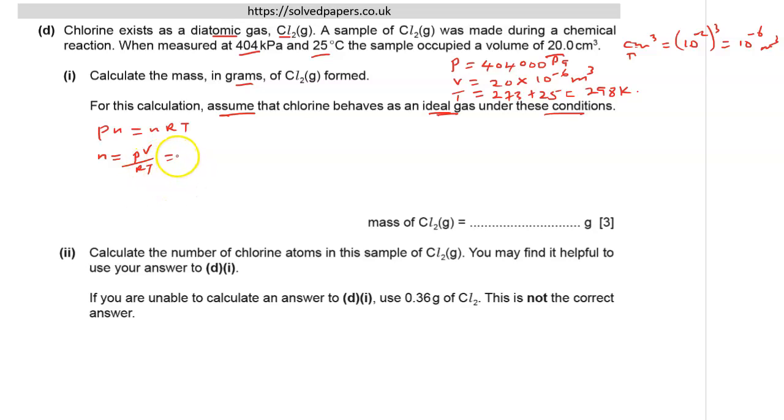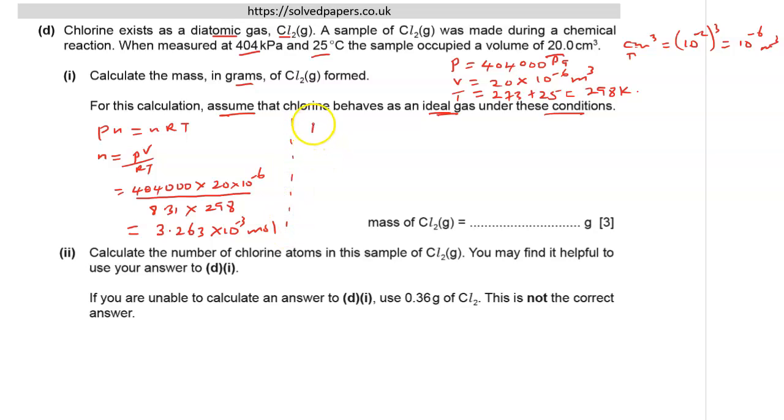In which case, we've gotten P to be, let me write it down here. So we've gotten P is 40,000 times volume, which is 20 times 10 raised to power minus 6. All of this divided by R. R is 8.31 times temperature of 298. When you do a good calculation with your calculator, you get 3.263 times 10 raised to power minus 3 moles right there.